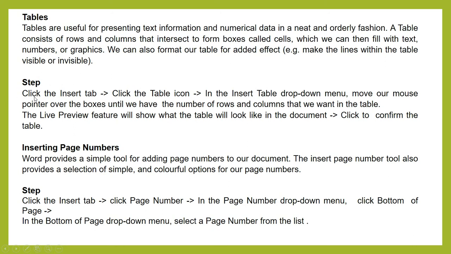Then what are the steps for creation of a table? Click on the Insert tab, click on the table icon. In the Insert tab drop down menu, move your mouse pointer over the boxes until you have the number of rows and columns that we want in the table. Okay, so when you move the mouse pointer over the table option, automatically it shows you lots of rows and columns. So if you think that for your table 4 columns and 3 rows are necessary, you should highlight that one. Then when you click, automatically the table is previewed on your screen.